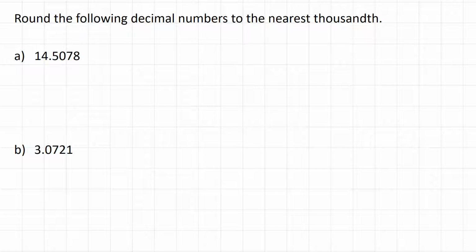In our final example, we're going to be rounding these following decimal numbers to the nearest thousandth. So let's look at our first example. It's 14 and 5,078 ten-thousandths. Ooh, that's becoming a tongue twister now. So we're going to start off by writing the number.